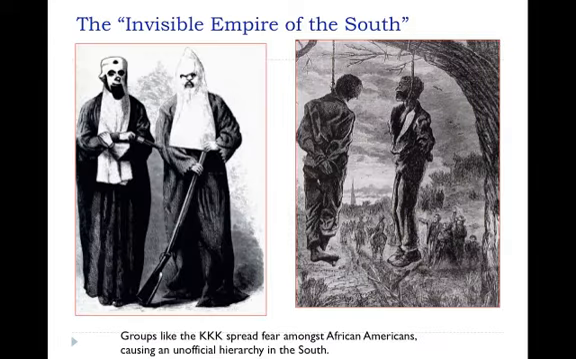Although African Americans gained political power and also voting rights, they still had a lot of discrimination and prejudice to face, and also times of terror. Groups like the Ku Klux Klan used terror strategies in order to spread fear amongst African Americans, and this caused an unofficial hierarchy in the South. So it still kept the idea going that whites were superior to Blacks.